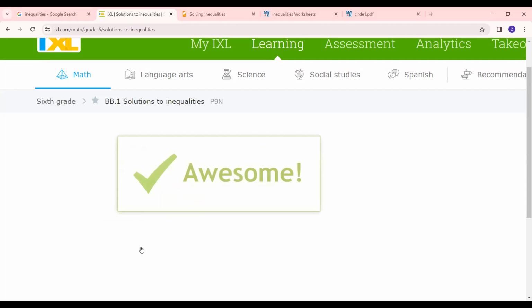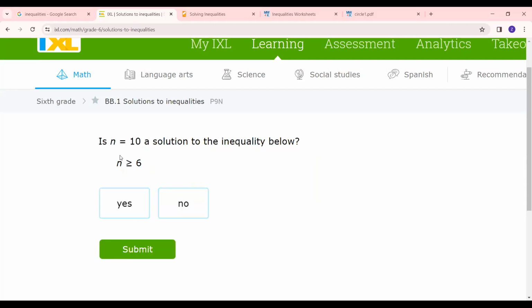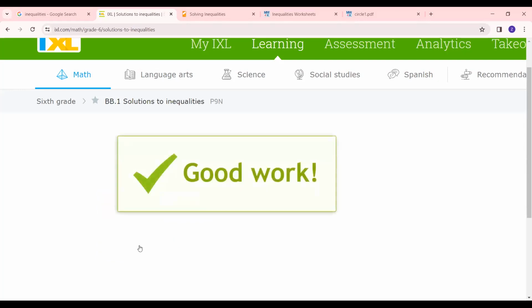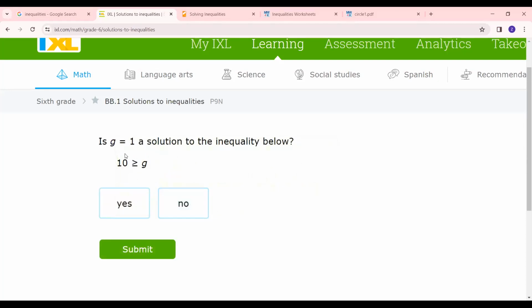Then we have N is equal to 10. Is N equal to 10 a solution to the inequality N is greater than or equal to 6? Yes, it definitely is. And then we have G is equal to 1. Is that a solution to the inequality that 10 is greater than or equal to G?